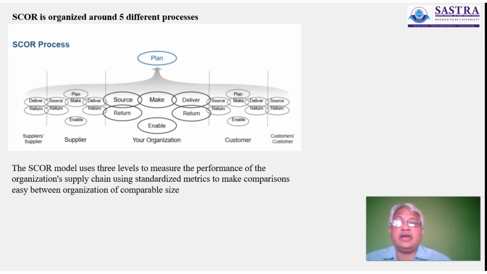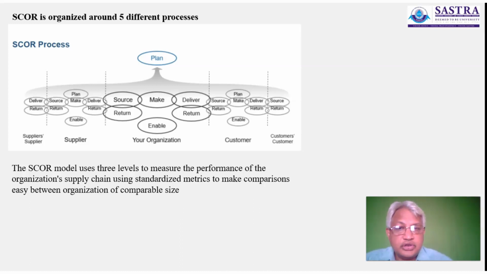Look at the center, plan, on the top in the blue circle. Below that we have source, make, deliver, and return. That is, in the center we say your organization, that means the company that is doing a SCOR model. On the left hand side we have the supplier, and further left, the supplier's supplier. On the right hand side we have the customers of the organization, and the customer's customer.